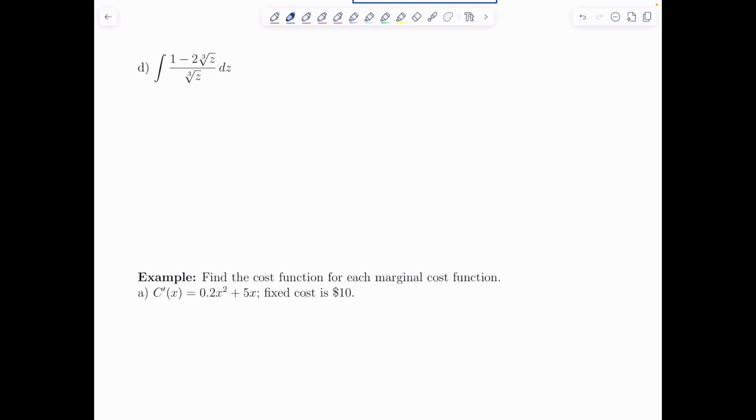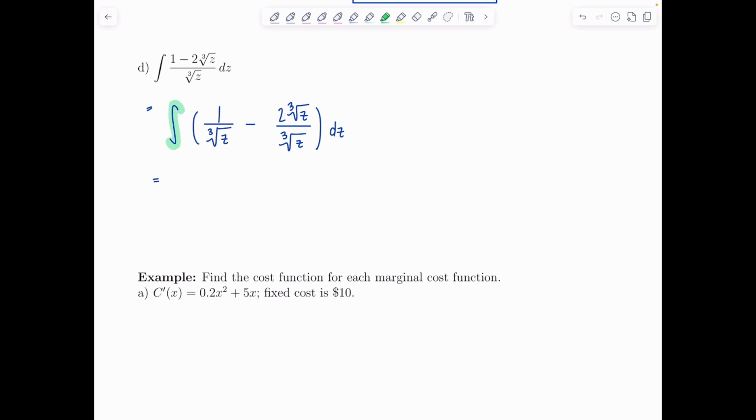I hope you did. So this is gonna be integral 1 over cube root of z minus 2 cube root of z over cube root of z dz. Boom. Then what is this going to be? Don't take the antiderivative yet. So notice, I'm just cleaning things up.